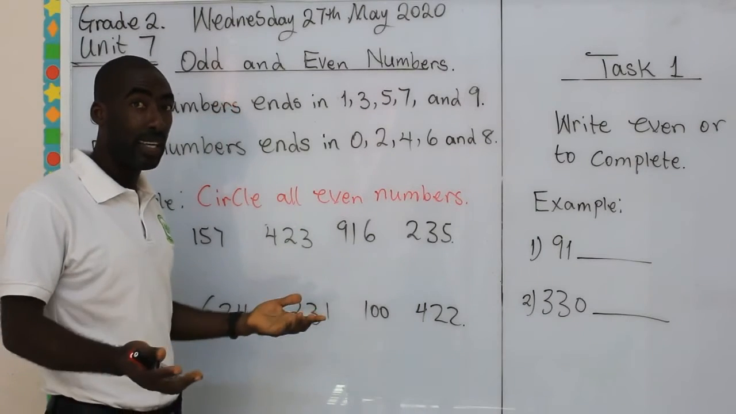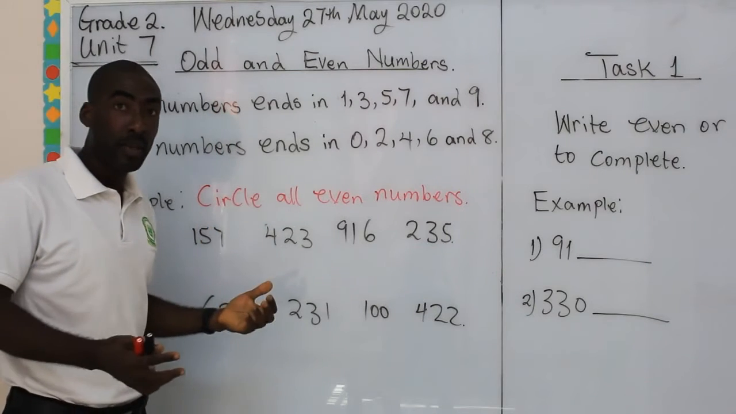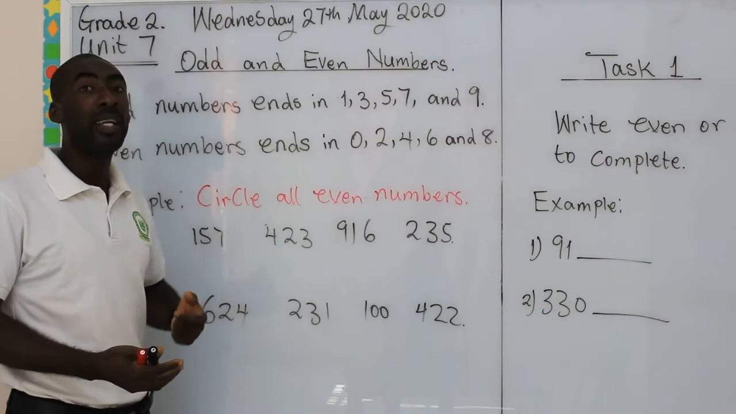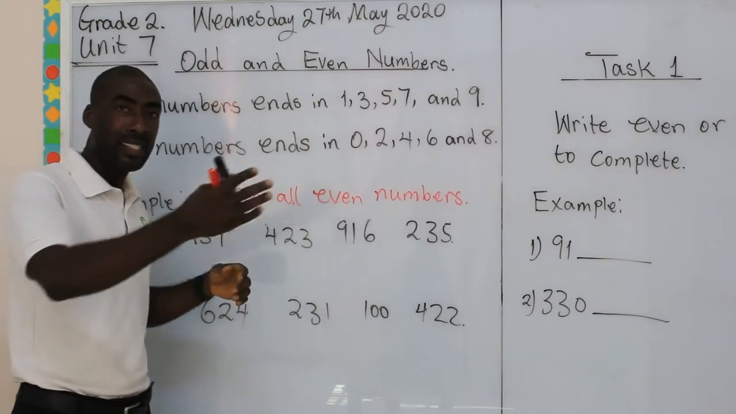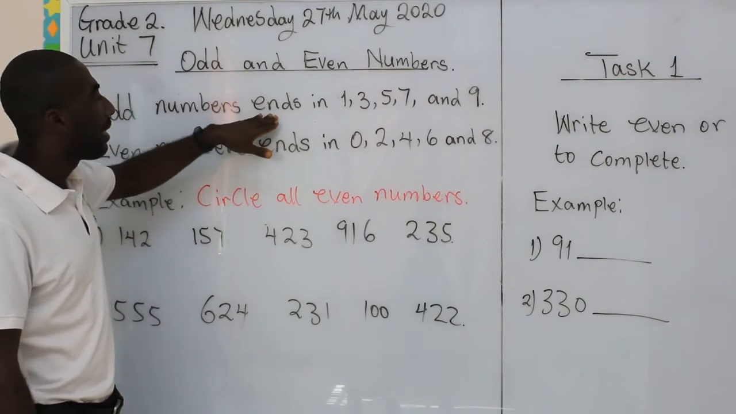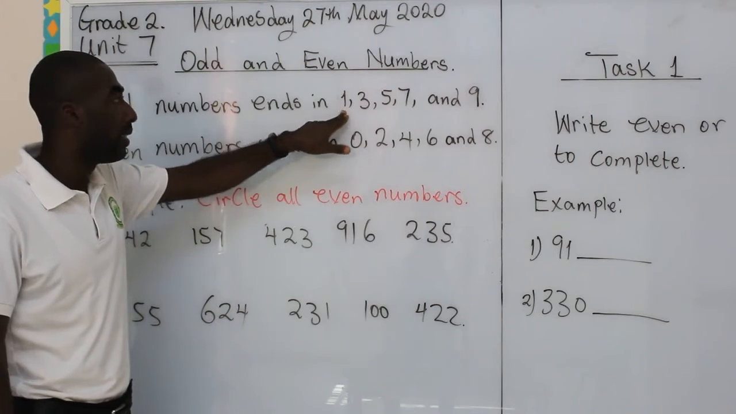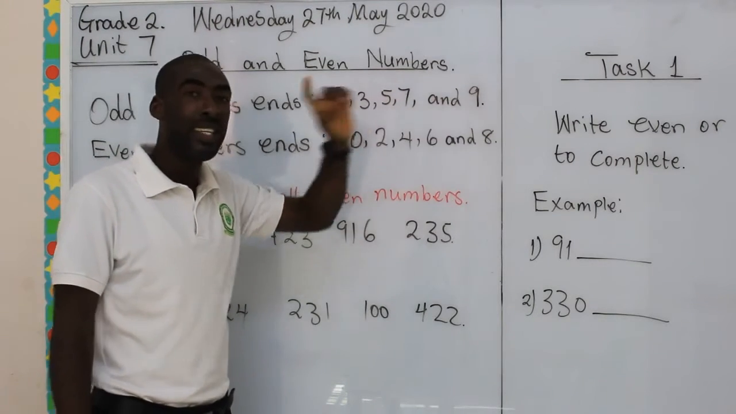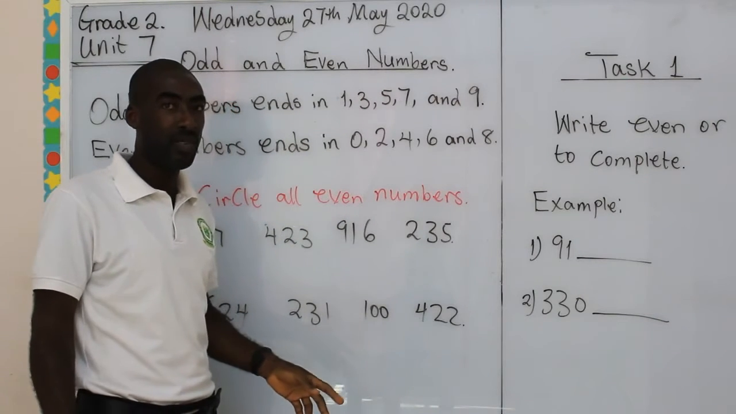Okay? So let me take it again with you. Whenever you have a larger number or a big number and you want to know if that number is an odd number, just check the last digit. If the last digit, which is the end digit, is 1, 3, 5, 7 or 9, that number is an odd number. I hope you get that one.